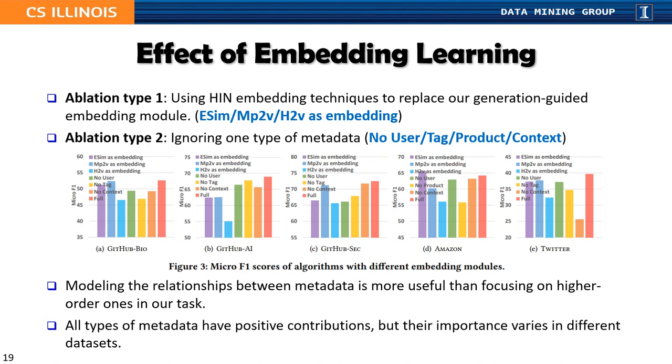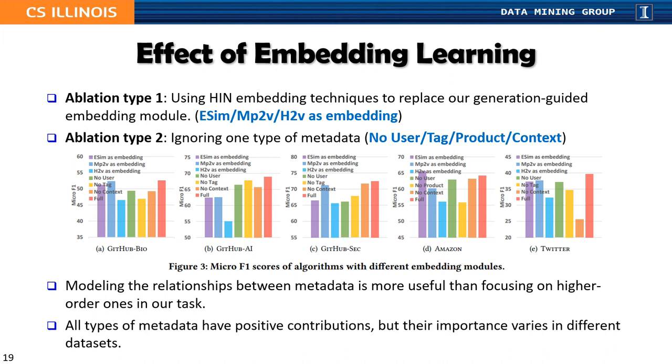We propose two key modules, embedding and generation, in our framework. Now we examine their contributions through ablation studies. For embedding learning, we can generate two types of ablations. First, we can use heterogeneous network embedding techniques such as ESim, Metapath2Vec, and HIN2Vec to replace our generation-guided embedding module. Second, we can ignore one type of metadata, such as user, tag, and product, as well as context information.